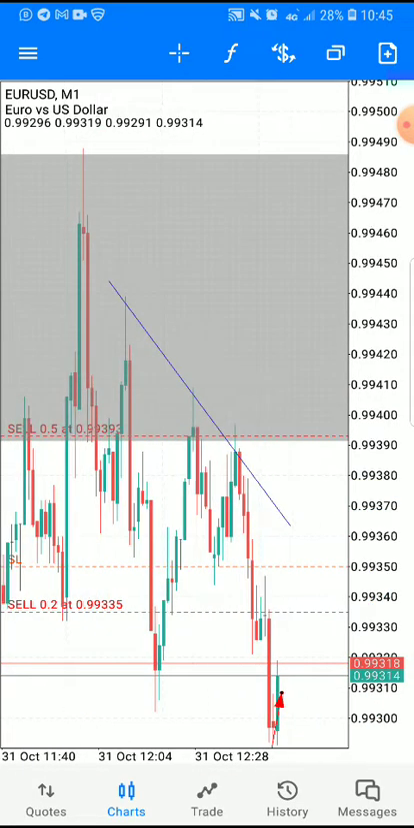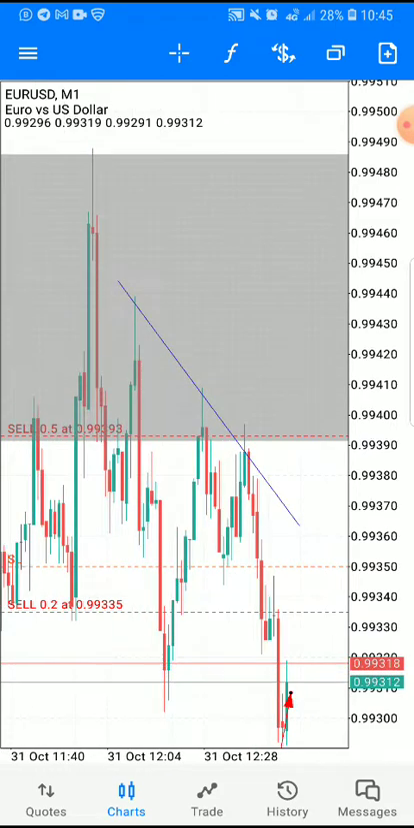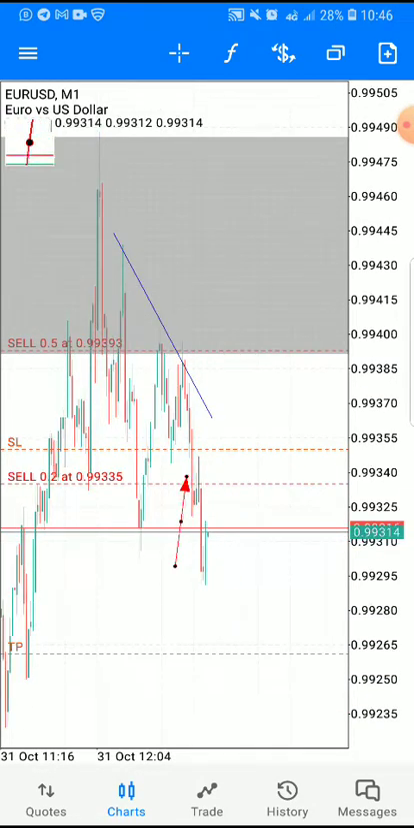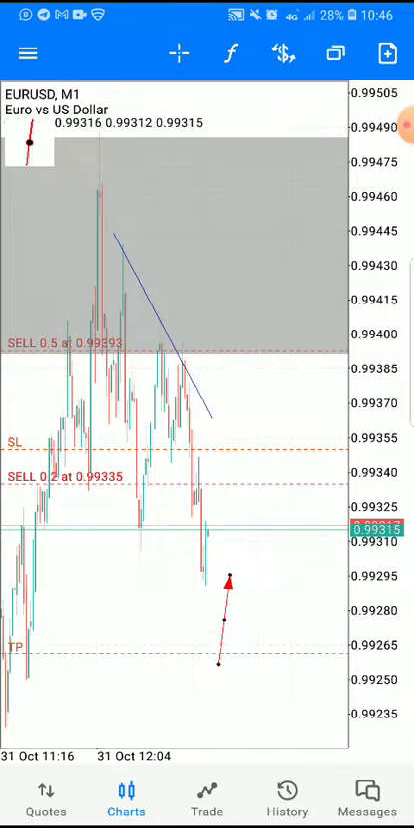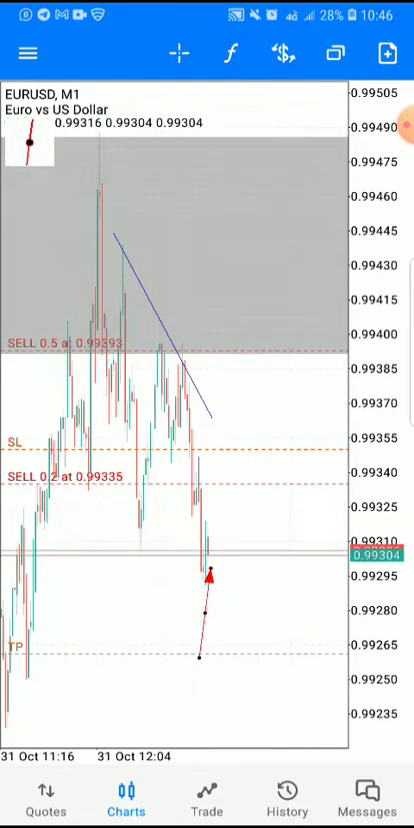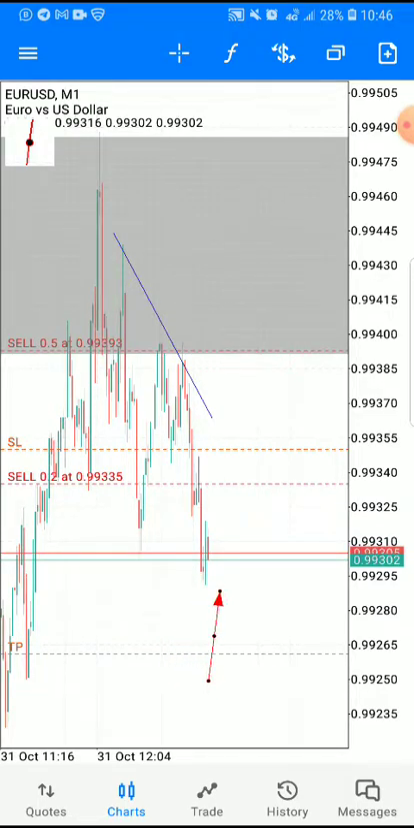Let's see, it's just coming to retest this other block before it drops down again. If it does, maybe I might just add some more. So let's wait and see, guys.